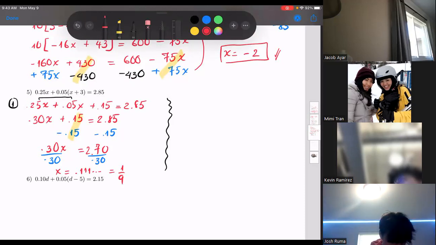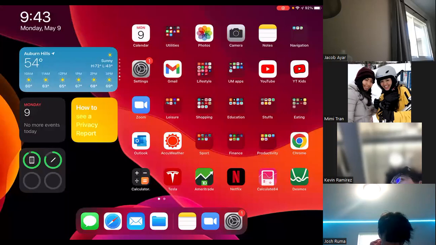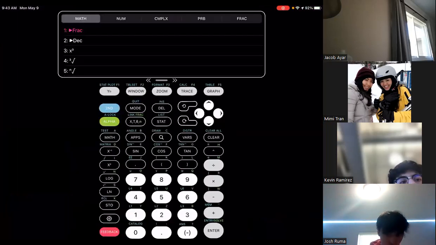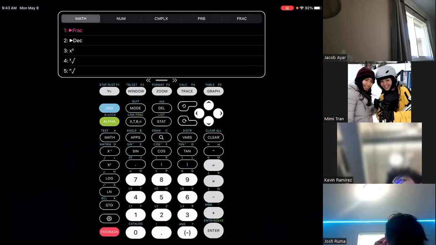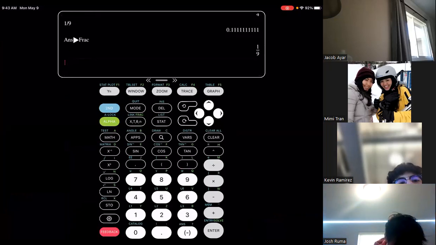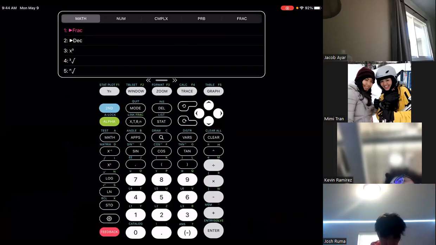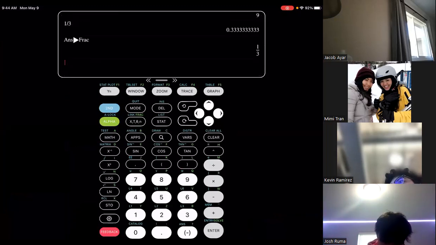If in your graphing calculator you see frac, you enter twice, right? So for example, 1 divided by 9 is 0.11111. So what is 0.1111? You go to math, you enter twice, and it gives you 1/9. Or 1 divided by 3 is 0.333. Go to math, number 1, enter twice, and it gives you 1/3.